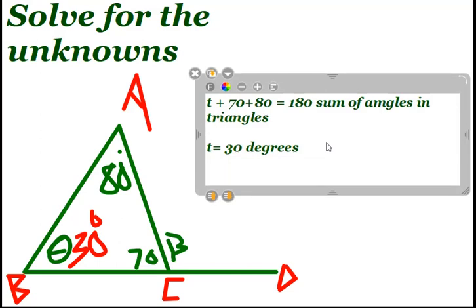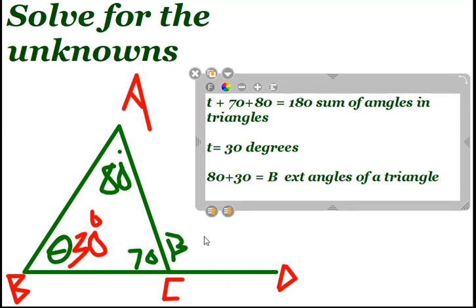And we've just talked about exterior angles of a triangle. So the two opposite interior angles added together are equal to beta. So this theta that we just found, which is 30 degrees, plus 80, should always give us beta. So let's write that down. 80 plus 30 is always equal to beta. Why? Exterior angles of a triangle. So if we add 80 plus 30, it should give us, for our beta, the answer of 110 degrees.